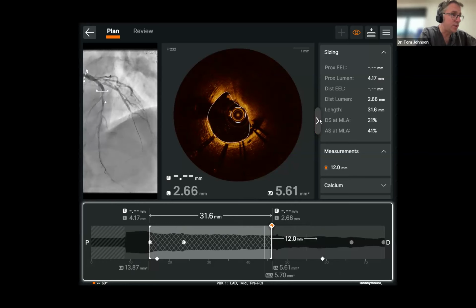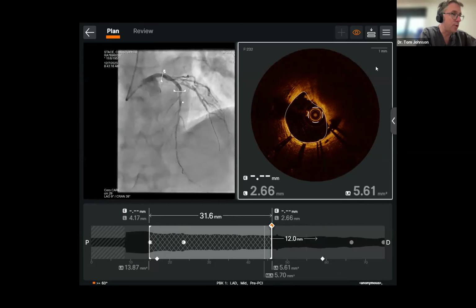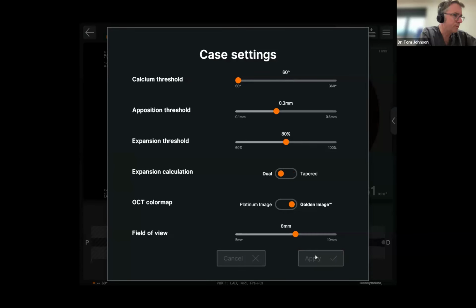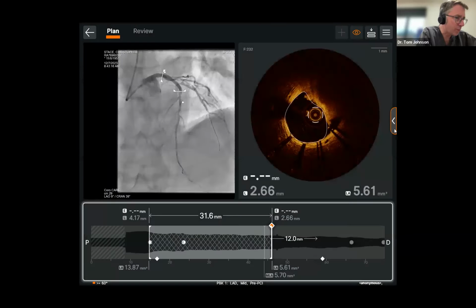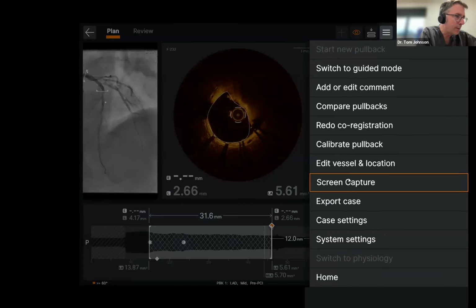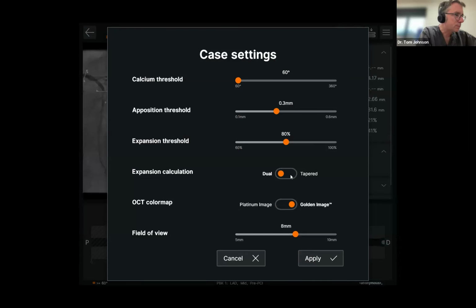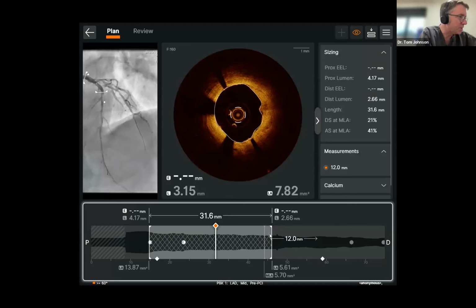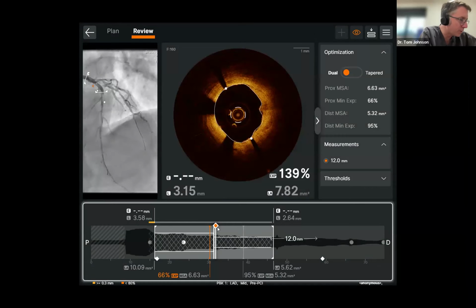Now, the beauty of this is that you can change the mode. So if I bring that to dual stent mode, why is that not working? Sorry, for some reason it's not identifying it. Let's put it in review. Here we go, it's just in the review mode.